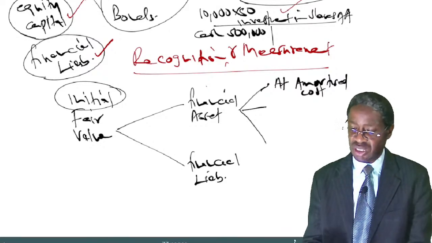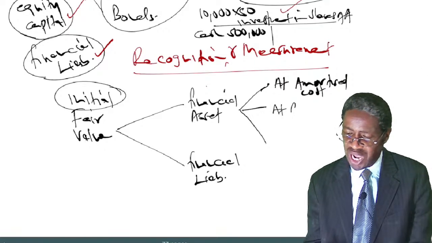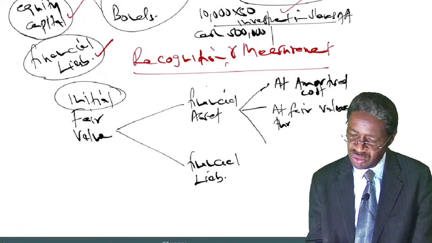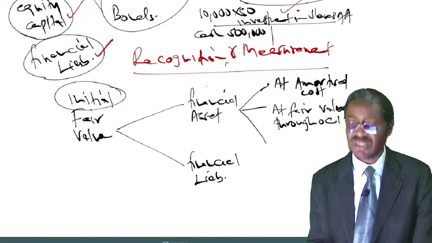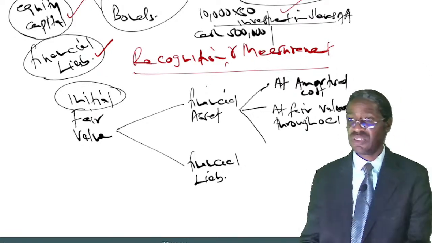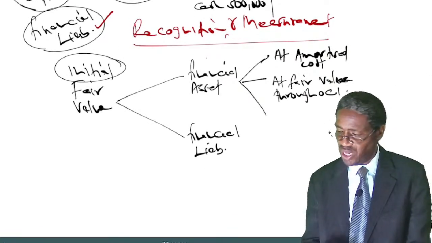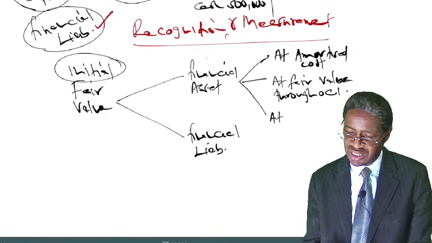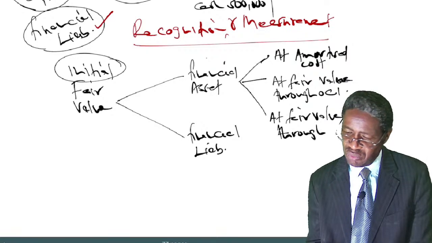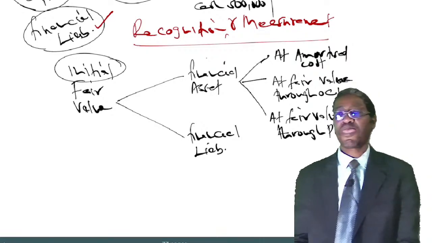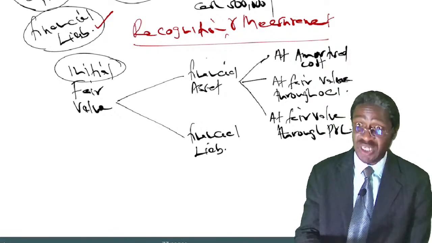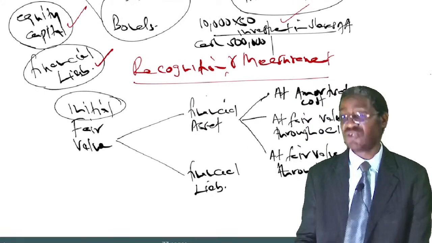Two, you can also measure it at fair value through OCI. That means at fair value through other comprehensive income. Three, I'll talk about in a short while. Three, you can also measure it at fair value through P&L. So, any financial asset, I've told you initially it should be recognized at fair value.